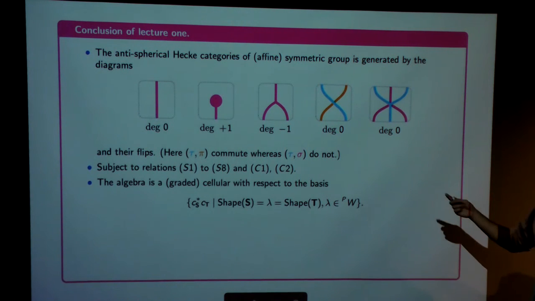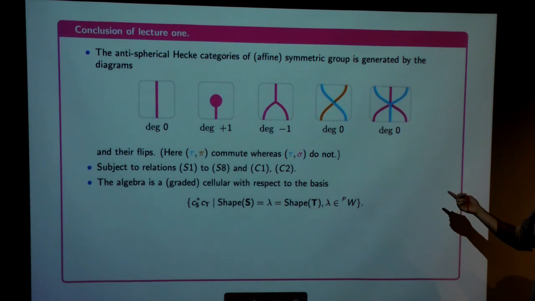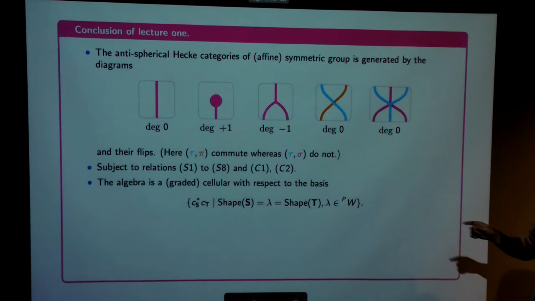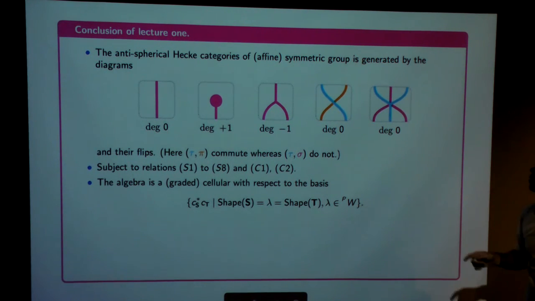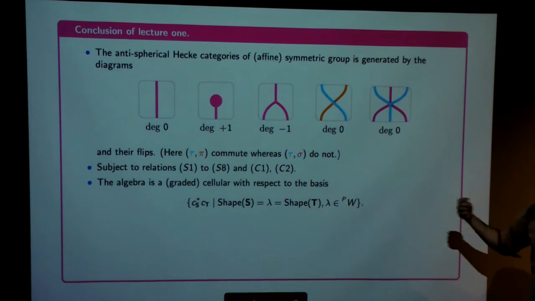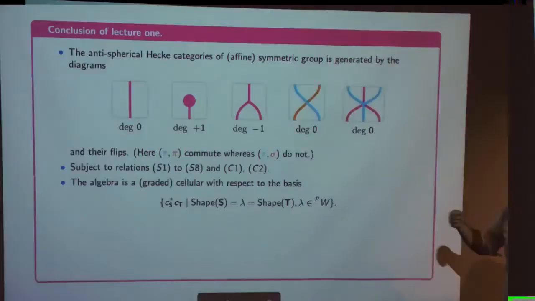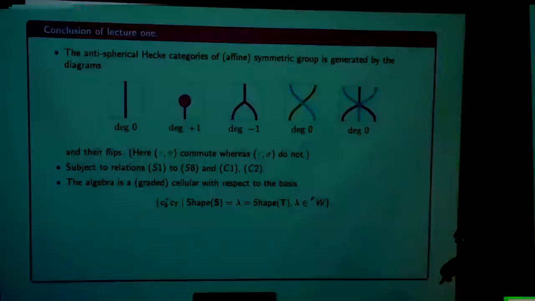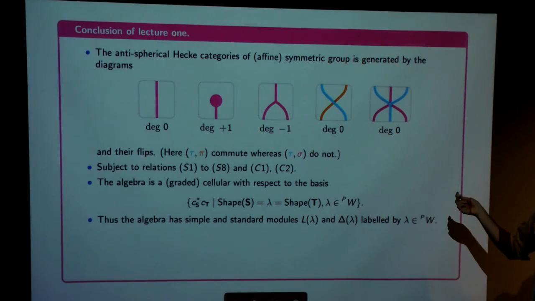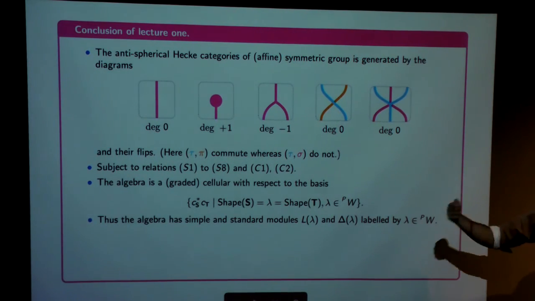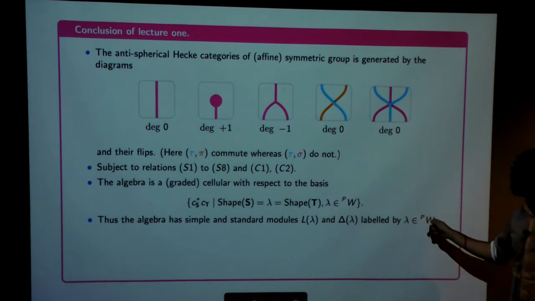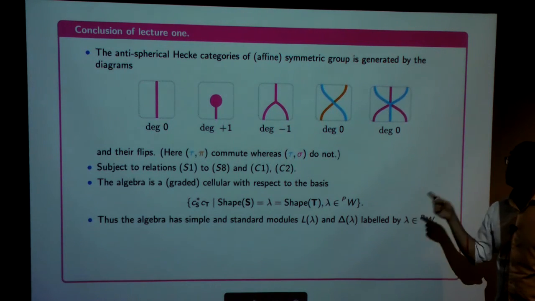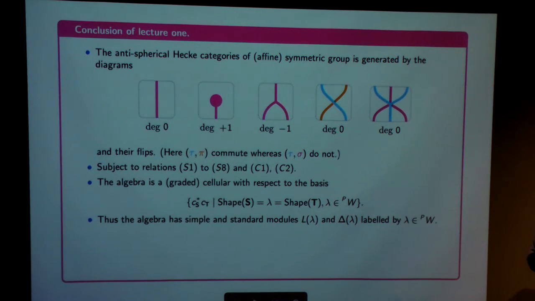And the cellular basis goes through in exactly the same way. There is a cellular basis. It's indexed by points in the Bruhat graph under the Bruhat ordering. And because this is a cellular algebra, the Graham-Lehrer machine, which you crank out, tells you that it's got simple and standard modules labeled by the points in the Bruhat graph. And we've seen an example of one of those earlier.